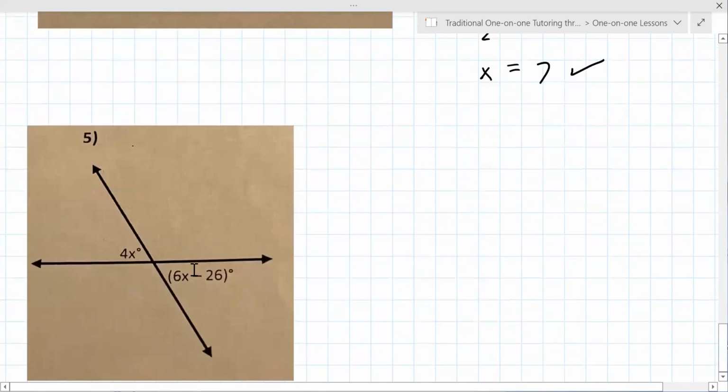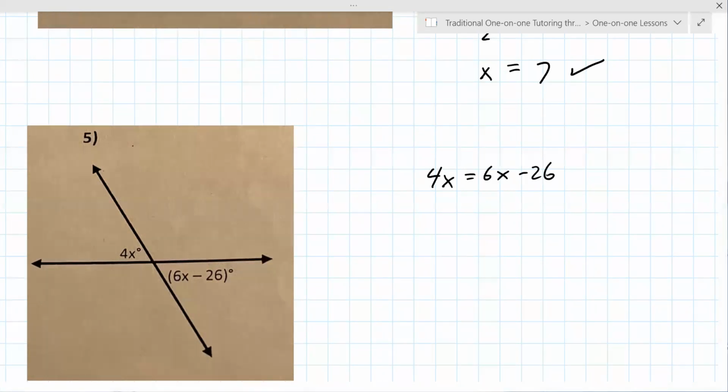Okay. So what are you going to do down here with the 4x and the 6x minus 26? Put 4x equals 6x minus 26. Good. Okay, so I'd like you to try solving this.